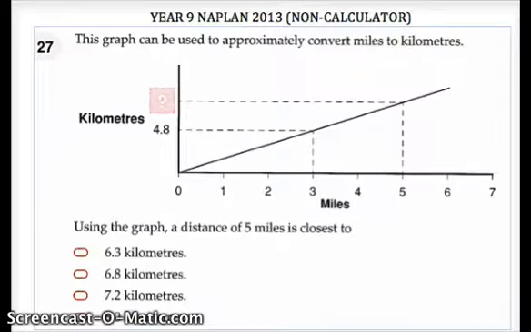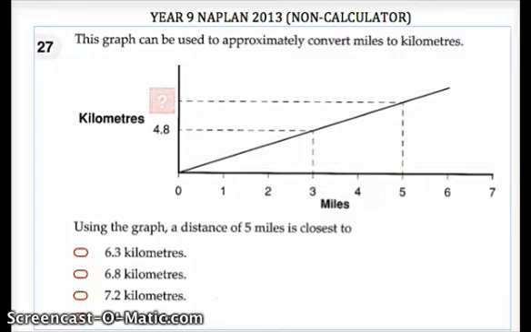Now for question 27 of the 2013 non-calculator paper. We have this graph here, which can be used to approximately convert miles to kilometres. And using the graph, we have to work out that a distance of 5 miles is closest to one of those answers here. Now, just looking at the graph, the only information we can really see is that 3 miles is equal to 4.8 kilometres. So using that information, you can try and do the question.